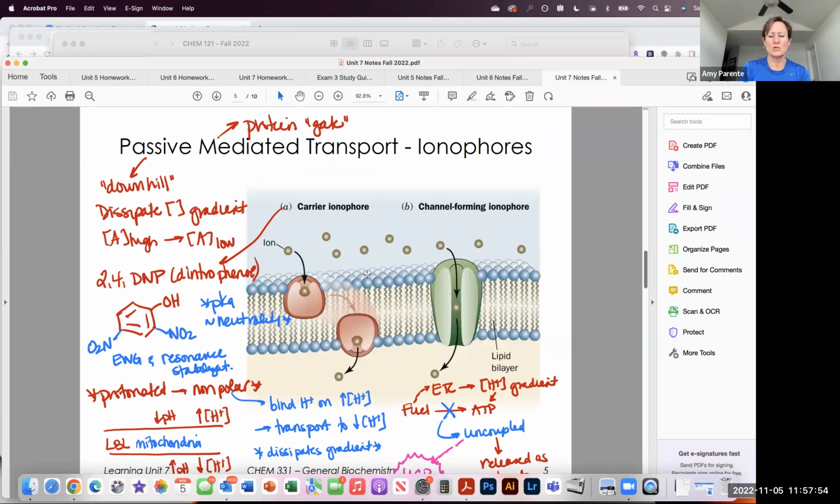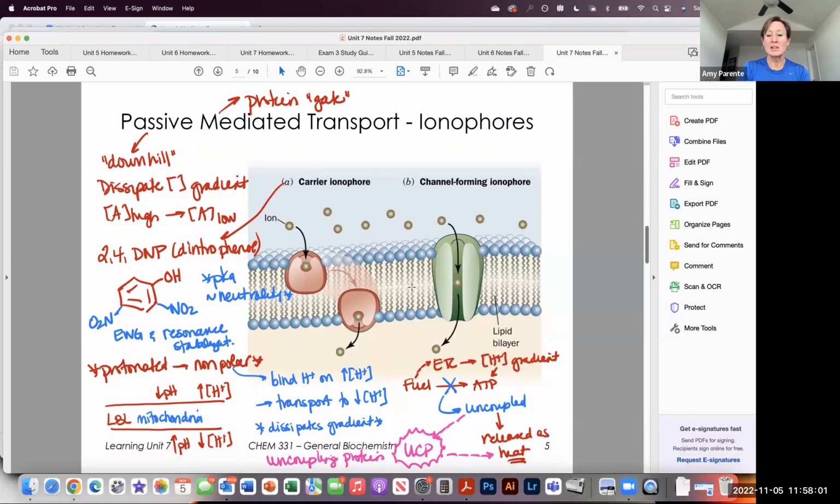Its function is to translocate protons. And why that's important is we have the ability then to uncouple this process of fuel metabolism and ATP production. So normally fuel is metabolized, all those electrons go to the electron transport chain. The purpose of the electron transport chain is to make a proton gradient, which is then used to synthesize ATP. But if we dissipate this proton gradient, we then uncouple this process. That energy has to be released somehow, so it's released as heat.